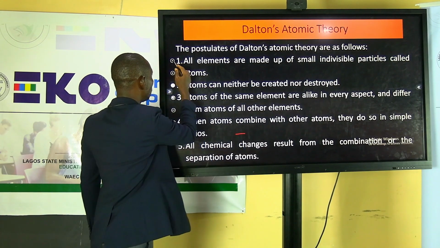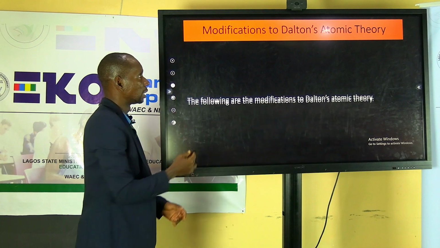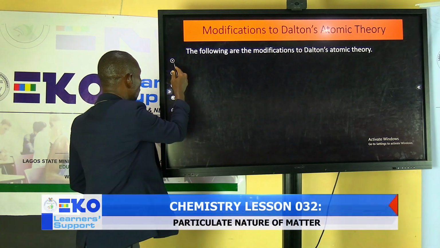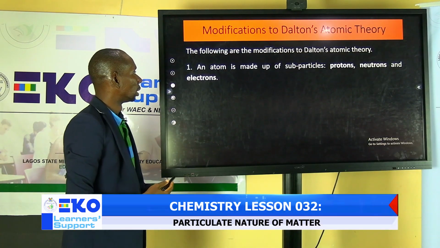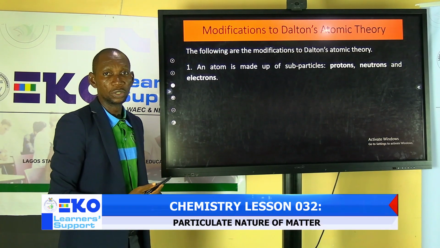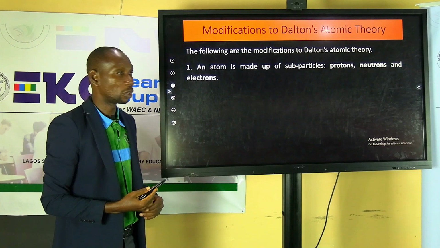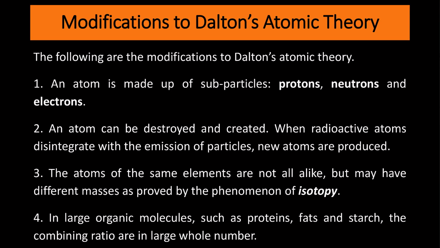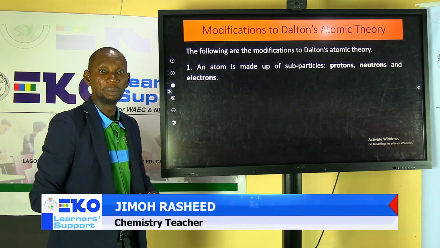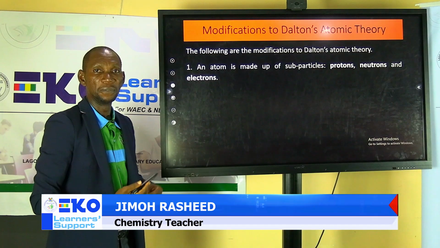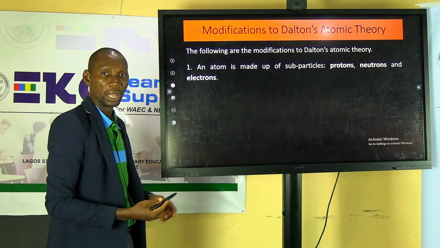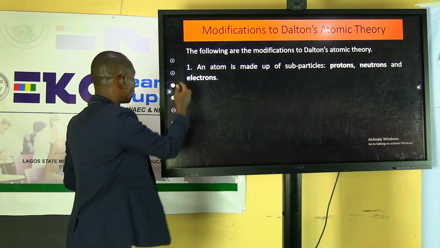Some of these postulates have been modified, and that's why today we have modifications to them. Let's look at the modifications. An atom is no longer the smallest part of an element because we now know that even an atom contains subparticles, which are the protons, neutrons, and electrons. Don't forget that chemistry is an emerging field. It is developing every day, and as new knowledge emerges, modifications are made to existing theories and laws.